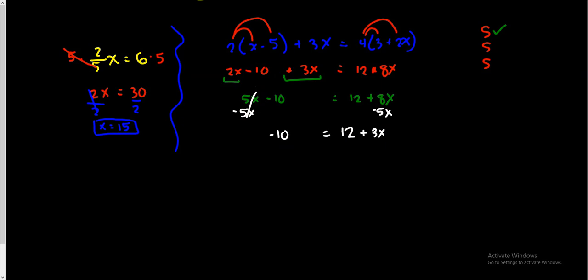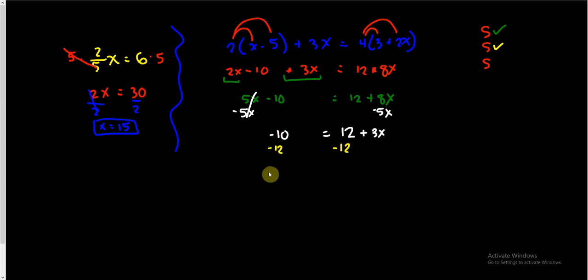Nice. All right, and we can keep working here. So we've gotten the x's on the same side. Now we need to solve. Is x by itself? No. What's with it? A 12 and a 3. This is a positive 12. How do I get rid of a positive 12? I subtract 12 from both sides.